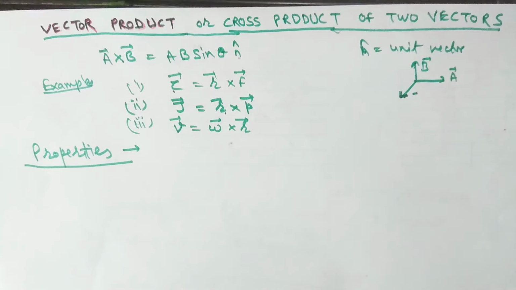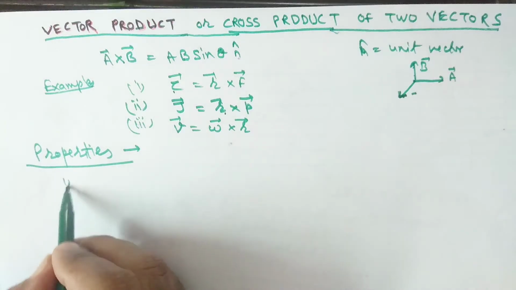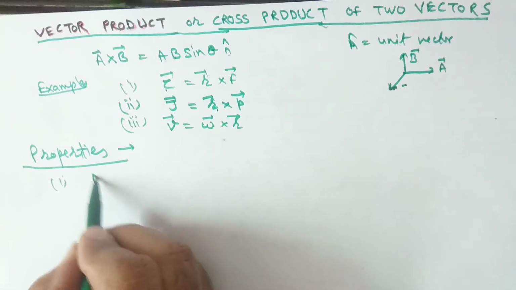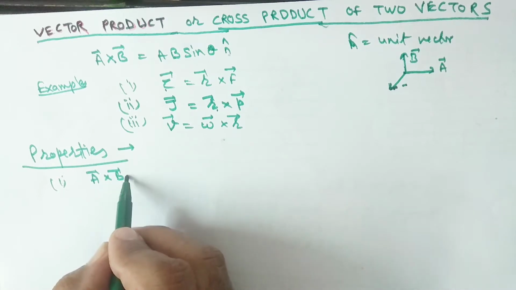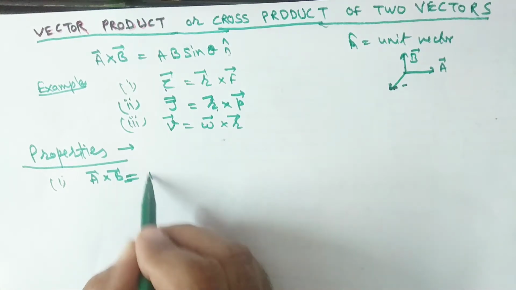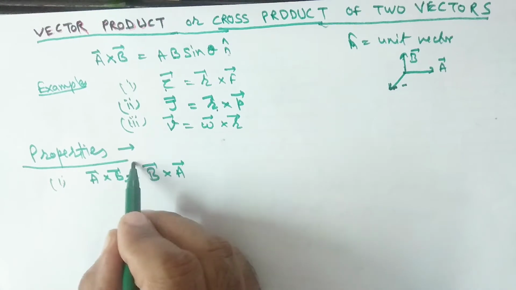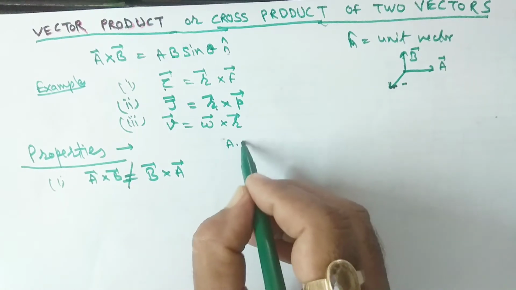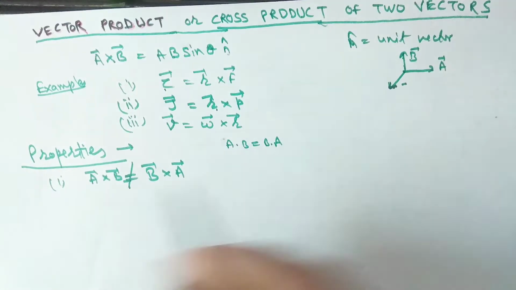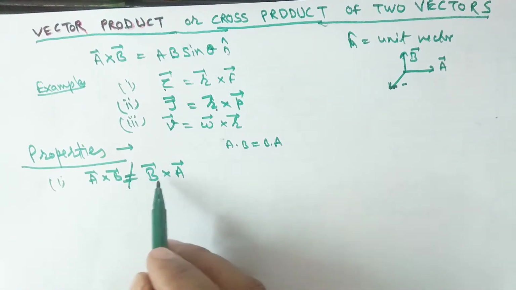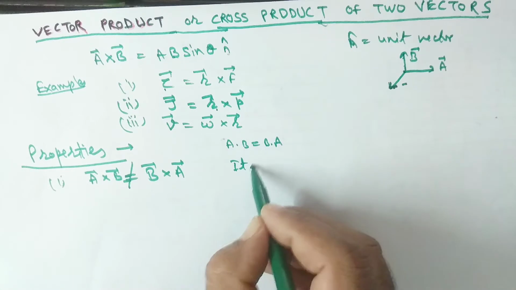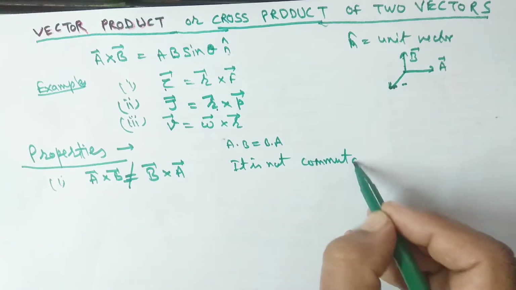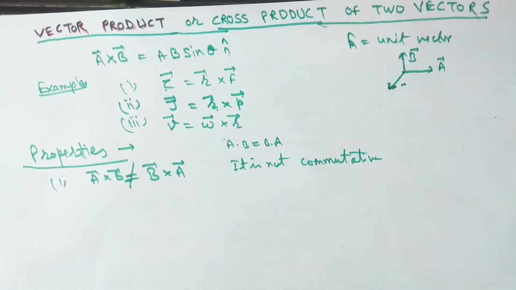Like the first property: unlike the scalar product, the cross product of two vectors is not commutative. In the dot product, you know, A dot B is equal to B dot A, but in the vector product it is not equal, so it is not commutative. This is the difference also. You have to remember, it is not commutative.